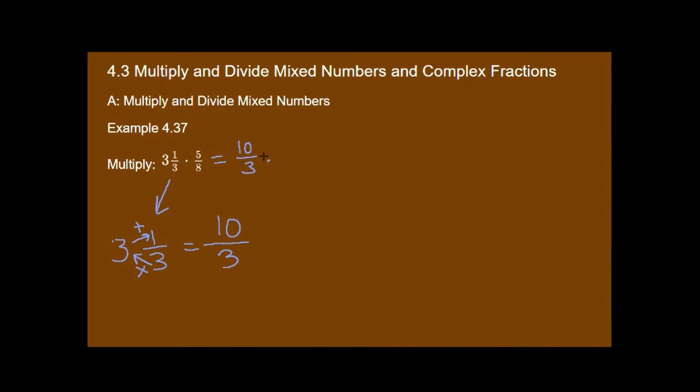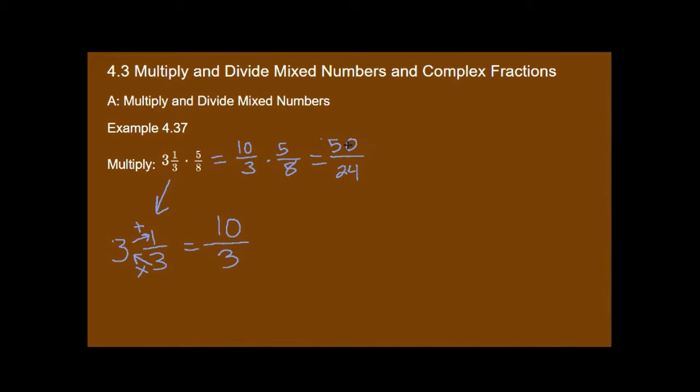10/3, and then the other one I can just leave the way it is because it's already just a normal fraction, 5/8. Okay. Now this looks like what we've done before. We've multiplied a fraction times a fraction. So we multiply straight across. 10 times 5 is 50, and 3 times 8 is 24. And then we can reduce this.